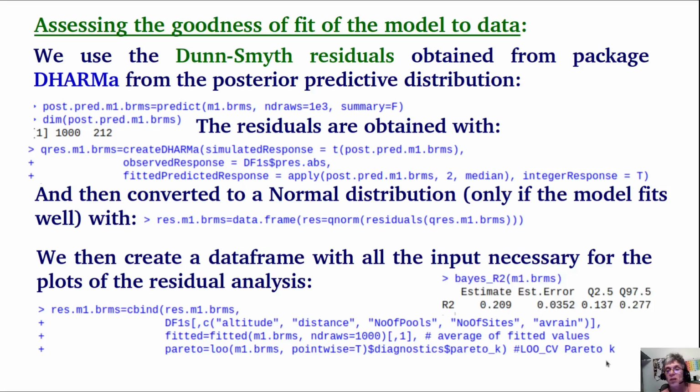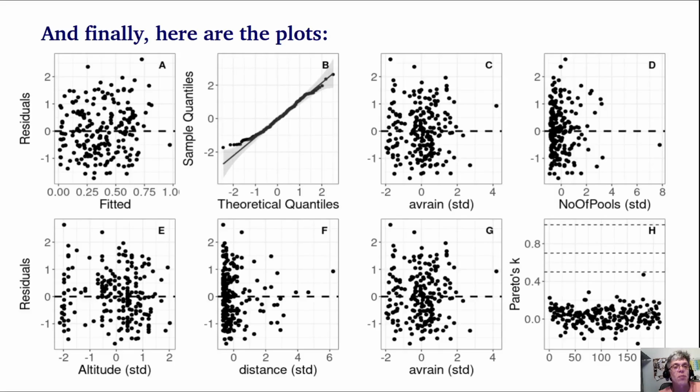So we can obtain, by the way, the Bayesian R square, which happens to be roughly 21%, with a 95% credible interval between 13.7% and 27.7%. So let's see the plots.